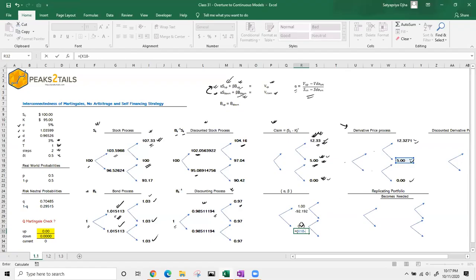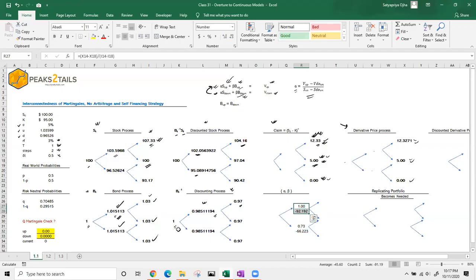minus alpha times. So you'll do this again with Karan. Trust me, this will give you a lot of dividends once you do the whole thing by yourself. All right. So today you just understand how everything is connected. V up minus alpha times S up, this one, divided by B up. Okay. All right. So this is the composition of stock and bond at this node, which will guarantee this will become 12.33 in the up state and 5 in the down state.